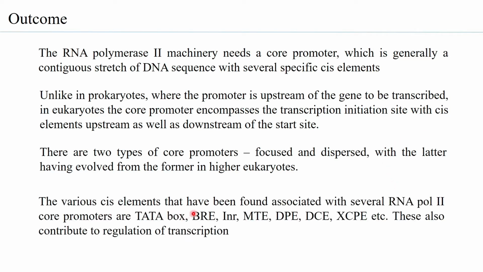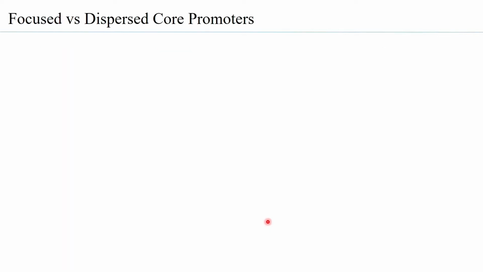The various cis elements that have been found associated with several RNA polymerase II core promoters are the TATA box, the BRE, the INR, MTE, DPE, DCE, XCPE, etc. Important to note is that many of these have also been associated with control of regulation of transcription. So many of them would help in deciding whether transcription has to begin or doesn't have to begin.